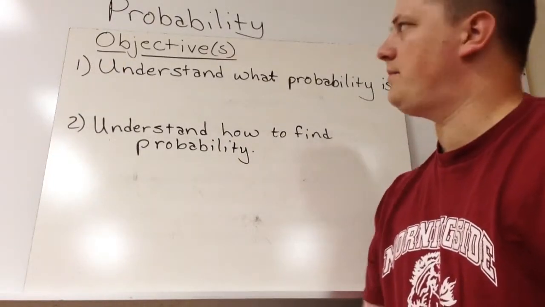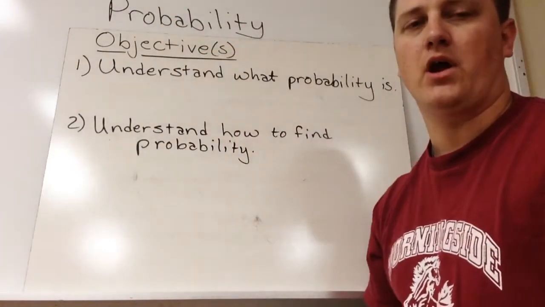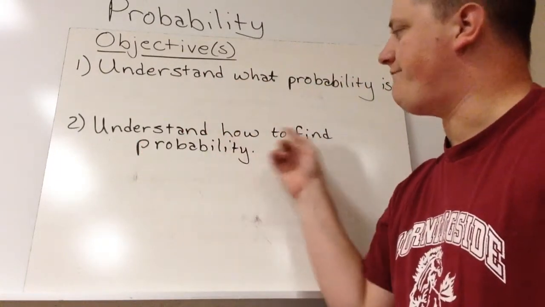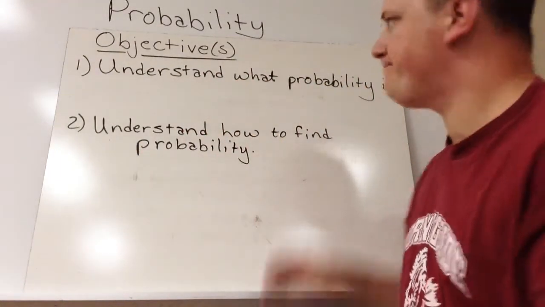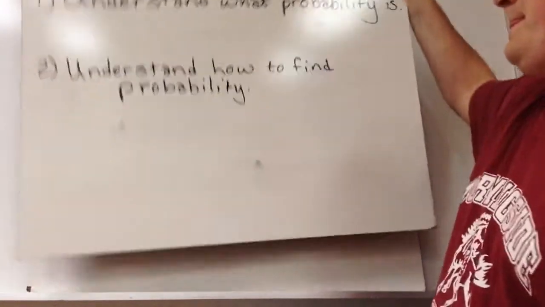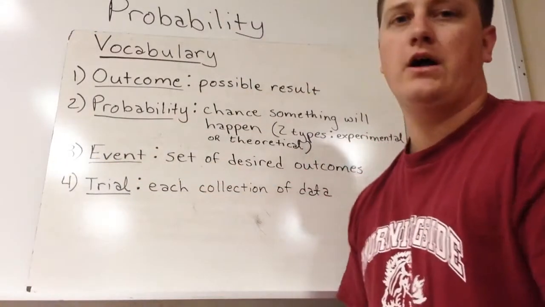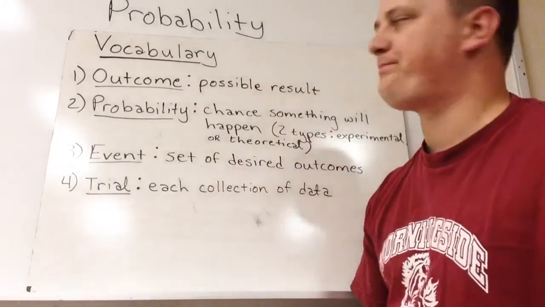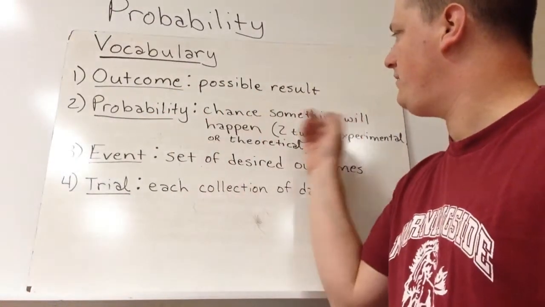In this lesson, we're going to be looking at probability. Our objectives: understand what probability is, and understand how to find probability. Our vocabulary: outcome, a possible result. Probability, the chance something will happen.